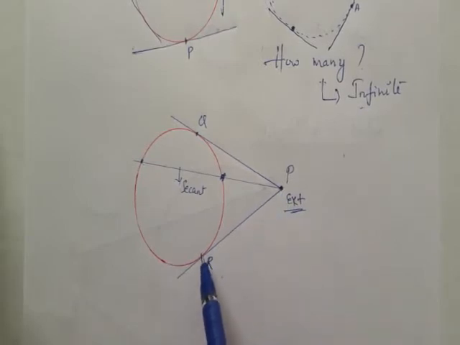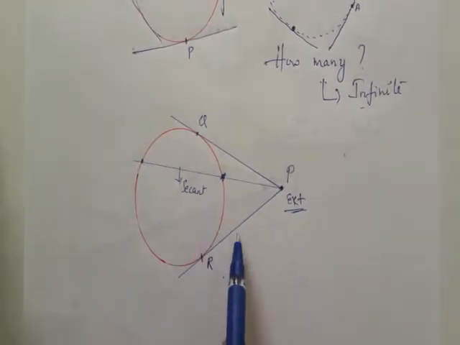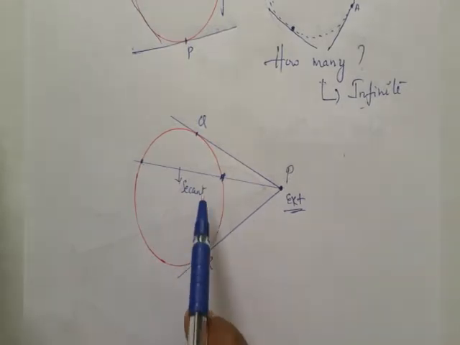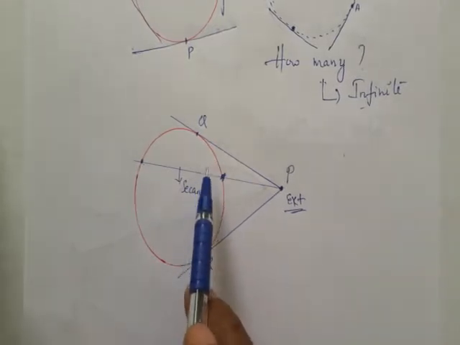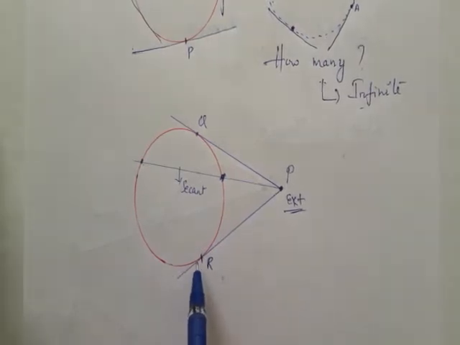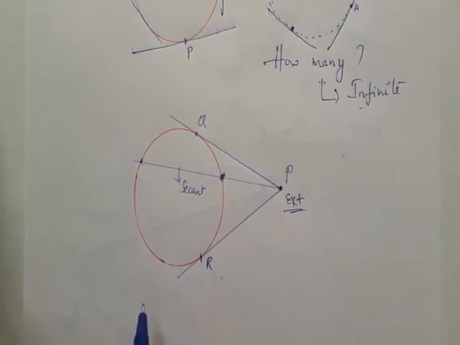A tangent just touches the circle and passes away from the circle. So the relation between the tangent and the circle is just touching. But the relation between the secant and the circle is that the secant produces a chord. Secant produces a chord, but tangent doesn't produce a chord. Tangent just touches and passes away. So remember, it touches and goes away.